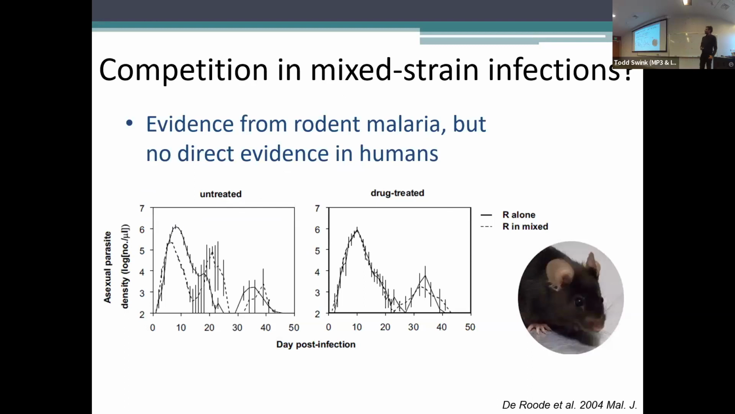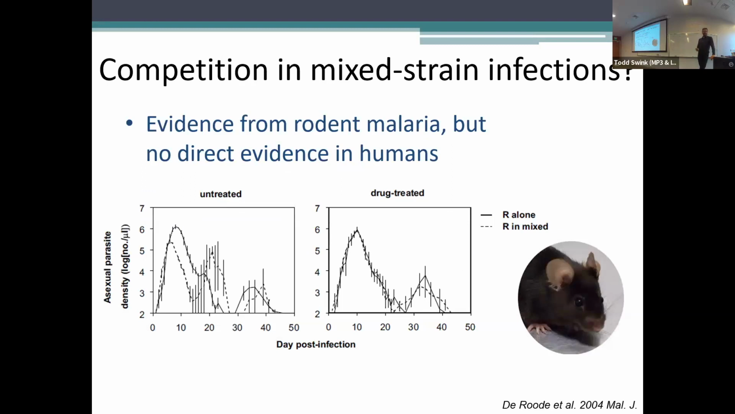So this was one of my papers, published in 2004 in the Malaria Journal. I think this was the first year that journal existed, maybe second year, I don't know. But I did my PhD on rodent malaria parasites that we looked at in mice.